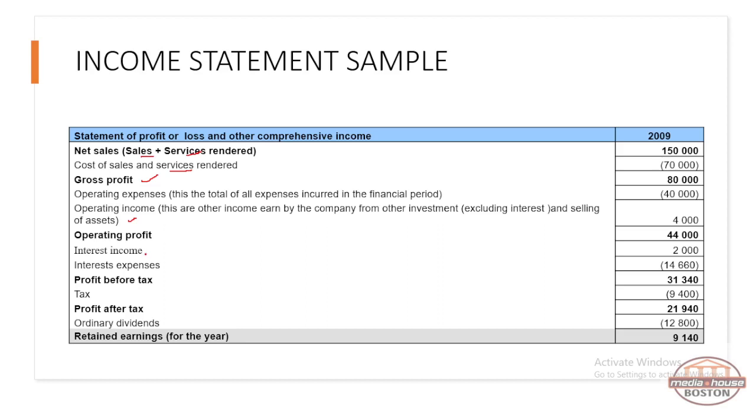Then you add your interest income and subtract your interest expenses to get profit before tax. And then once you subtract the tax from the profit before tax, you're going to have your net profit after tax.